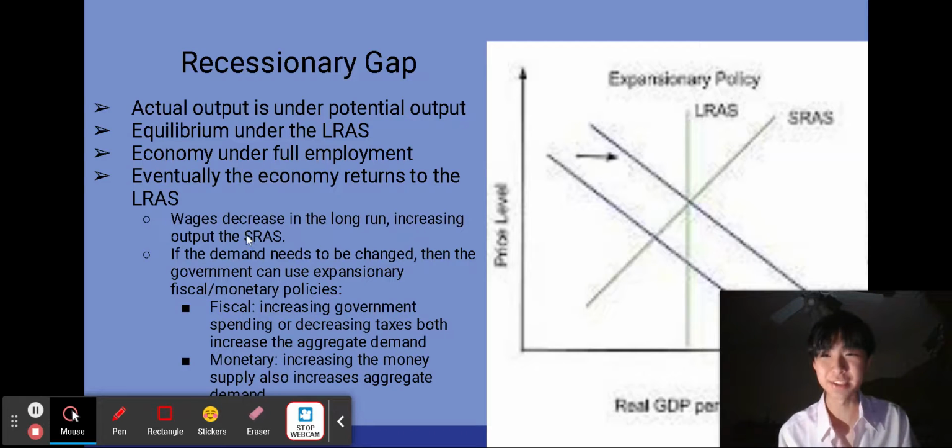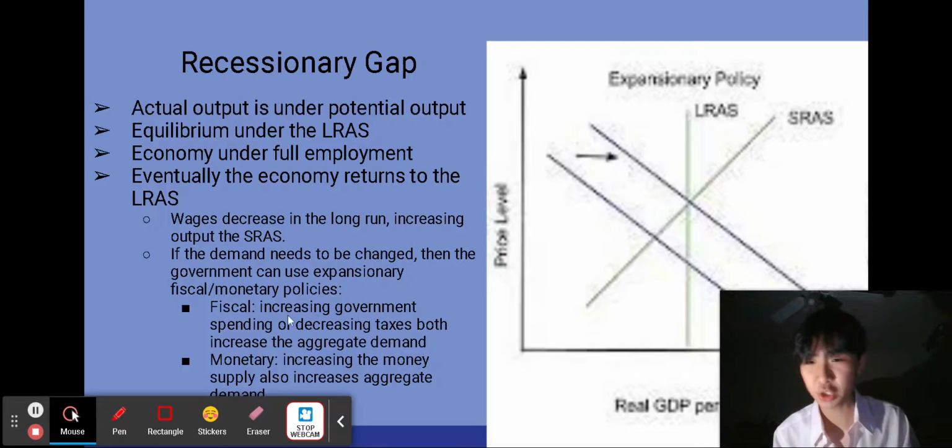And when the economy is under, nobody has a job, right? So people are getting desperate for these jobs. So the wages are actually decreasing because people don't have a job, so they're going to be looking for whatever they can find. And when these wages decrease, companies don't have to pay people as much, and this increases the SRAS, or the short run aggregate supply, so it increases. But if this isn't enough, the demand can also be shifted. So the government can use expansionary fiscal and monetary policies to change this.